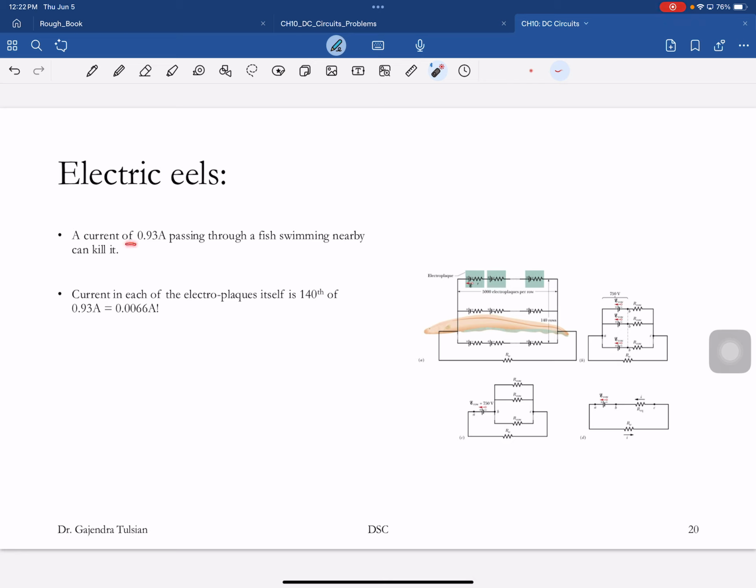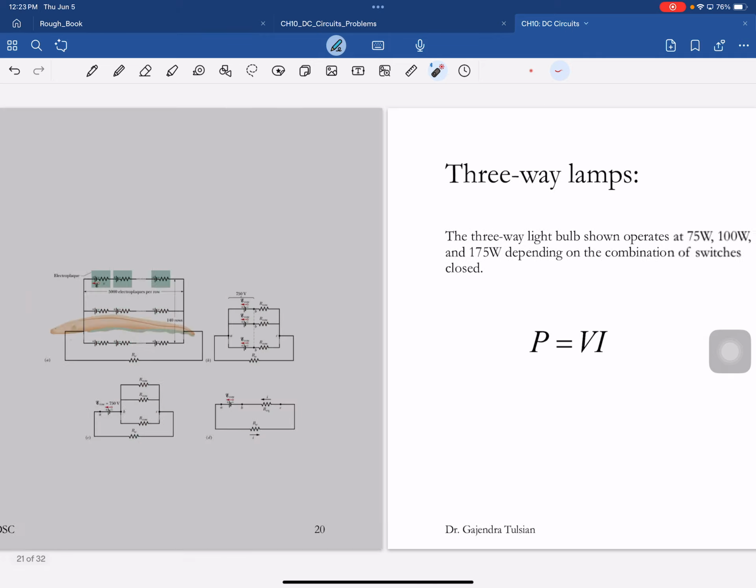So a current of 1 amp passing through a fish swimming nearby can kill it. If the fish is too far away, this current would be smaller. The current in each of the electroplaques itself is 1/40th of this current, which is 6 milliamps. And that doesn't kill the eel itself.